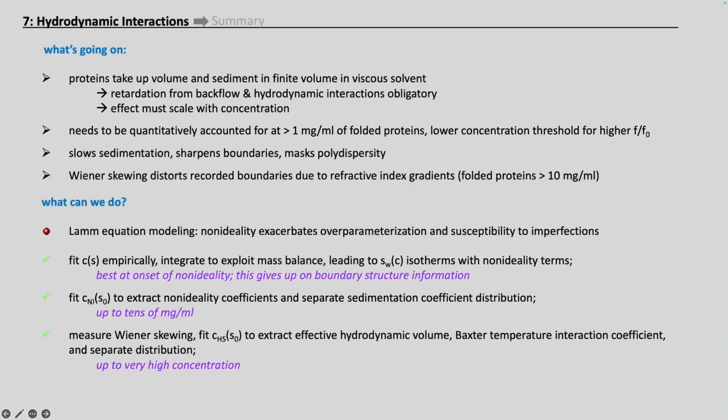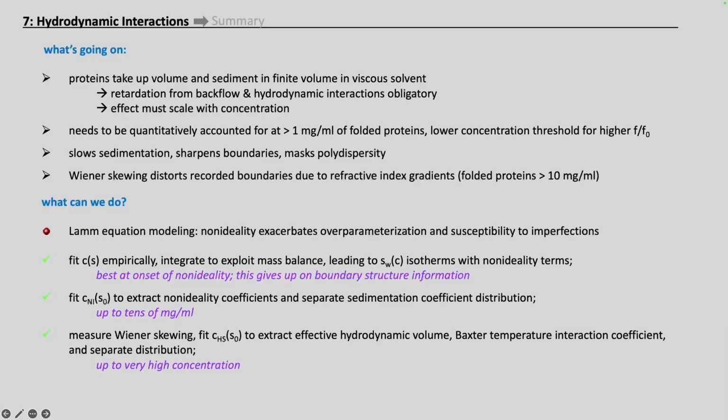At the onset of non-ideality, we can do this simply by integrating the standard c(s) distribution. The isotherm then can be modeled with additional terms for non-ideality. The downside is, like we have mentioned above for the analysis of interacting systems, that the weight average s value does not take advantage of the rich information contained in the boundary structure. A newer approach is offered by the non-ideal c(s), which explicitly models non-ideality and can allow us to determine a sedimentation coefficient distribution jointly with non-ideality coefficients.